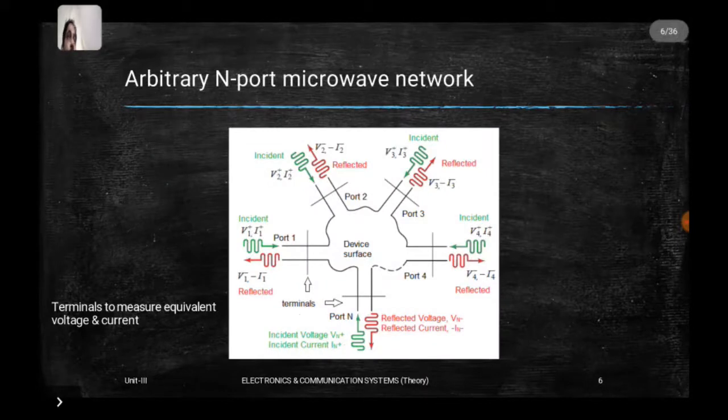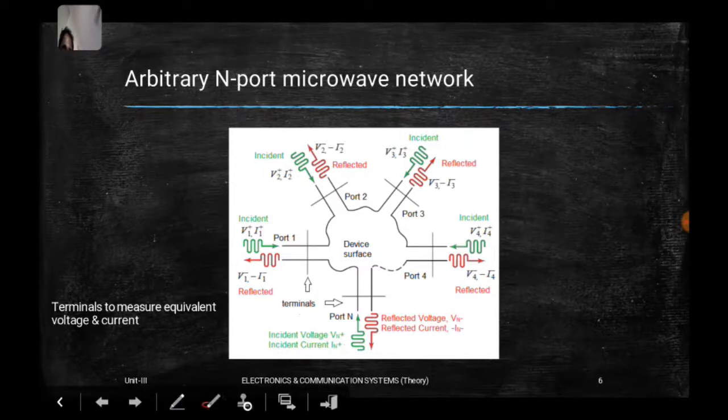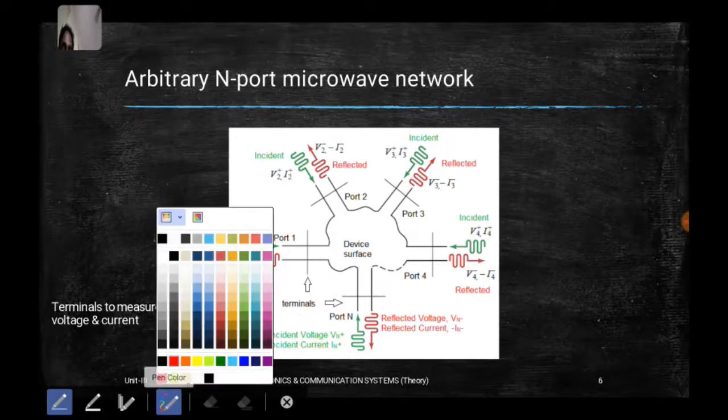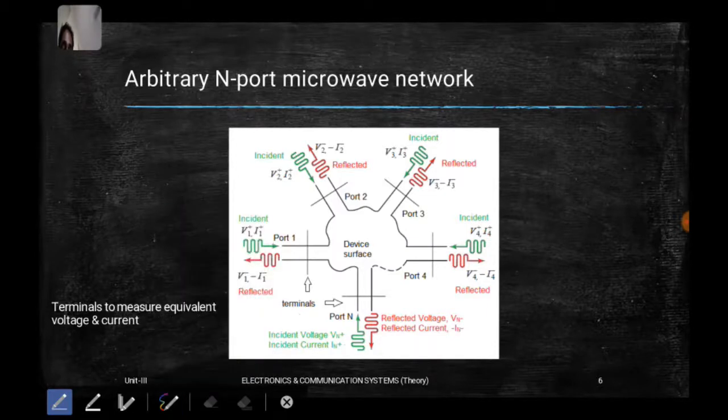So this is an n-port microwave network, arbitrary, and you have port 1, port 2, 3, 4, up to n port. So what you can see here, at port 1, this is my incident voltage and current, V1 plus and I1 plus.